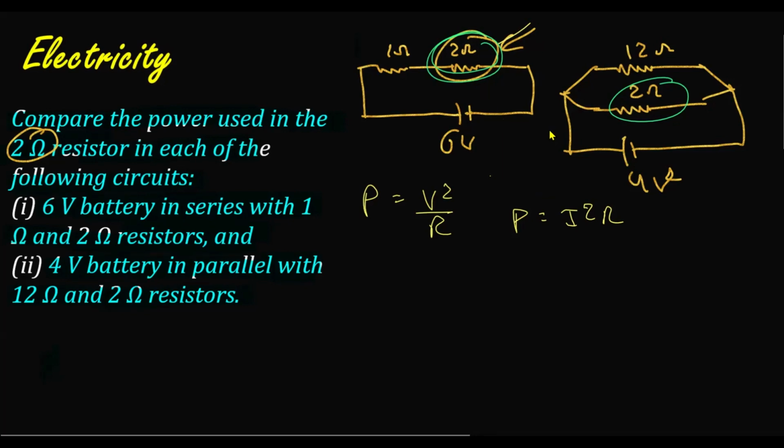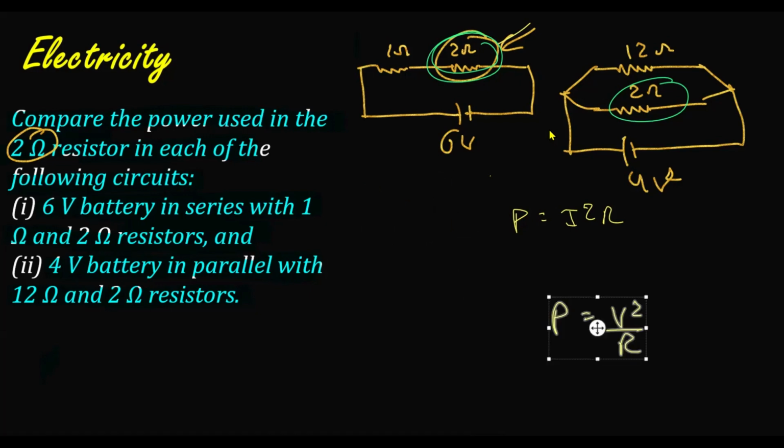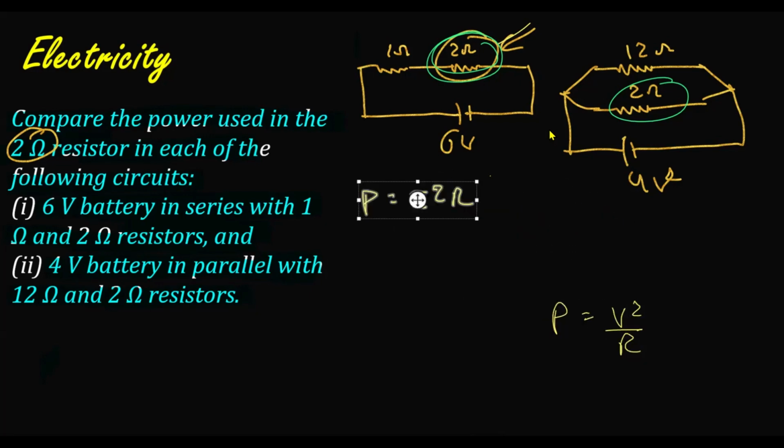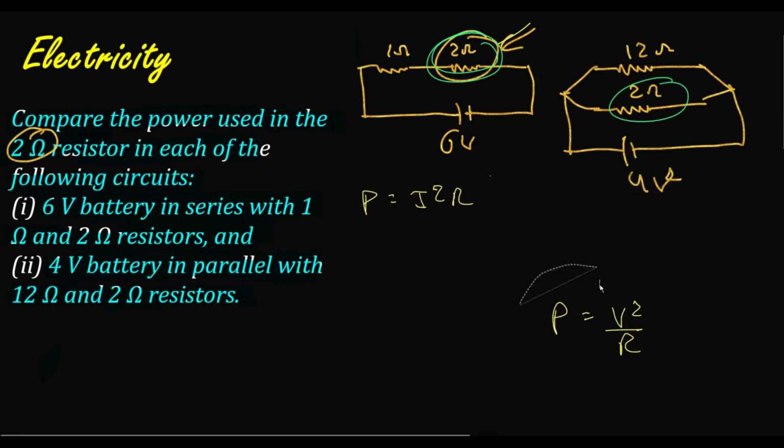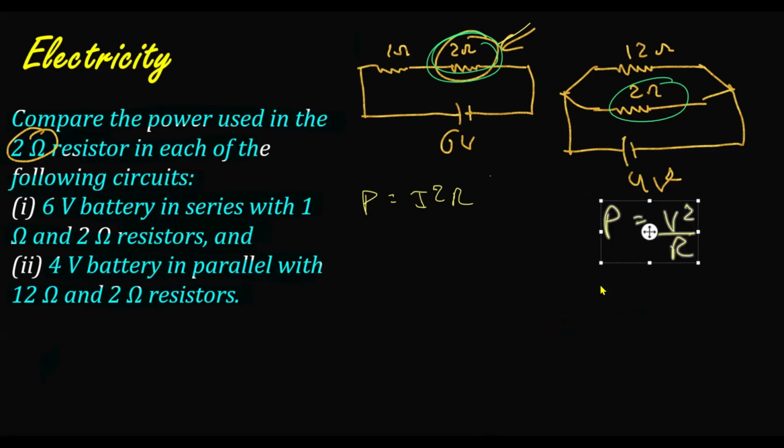So let's solve this. In the first case, we are going to apply this relation. As I said, because in series, current remains same. So therefore, in order to get power, I need current. So in order to find current, we'll be using Ohm's law, provided we have the total current known. So first I'll get the total resistance in this case. Total resistance R is equal to R1 plus R2. That is 1 plus 2. So the resistance here is 3 ohm.